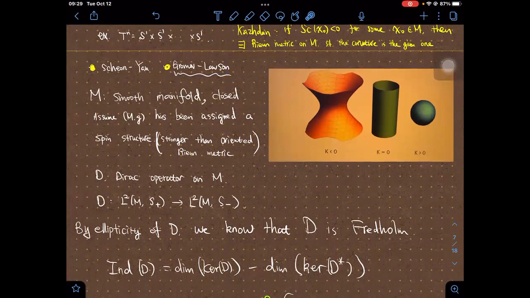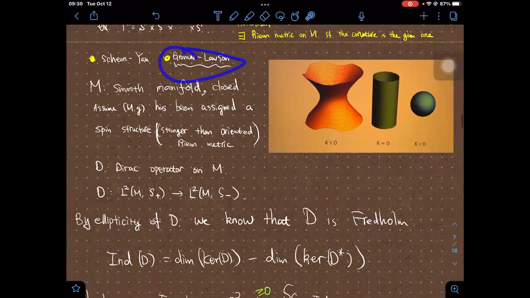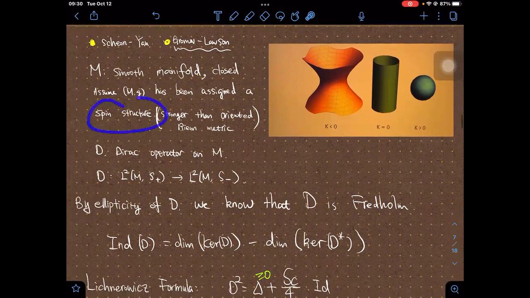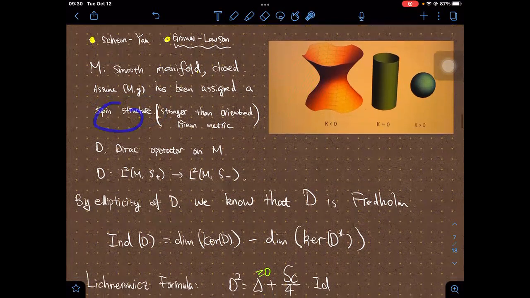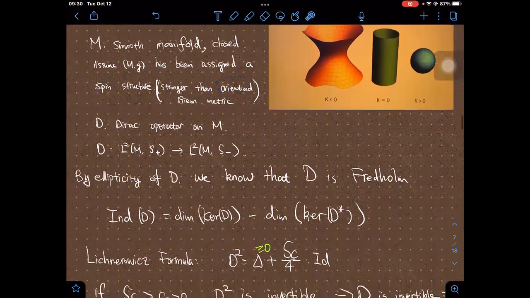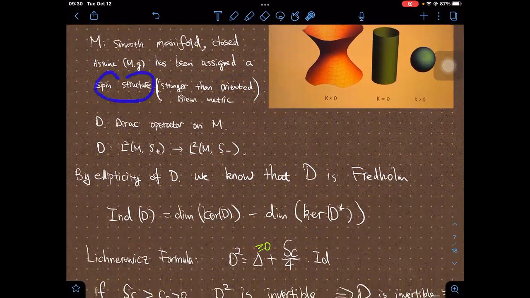Let me talk about the baby version of their solution. Suppose you have a smooth closed manifold, where closed means compact without boundary. We further assume that we can find a Riemannian metric on M, and also that it has a spin structure. A spin structure is just a little bit stronger than oriented. With the spin structure, we can define the Dirac operator. The Dirac operator actually is a bounded operator from a Hilbert space L2 to another Hilbert space.